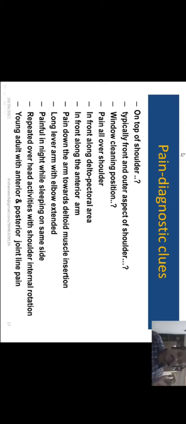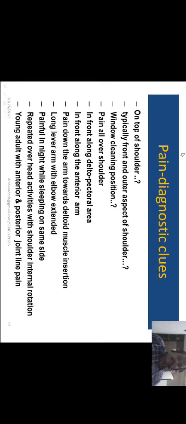Okay, so first, the top of the shoulder is AC joint pathology; anterior and lateral aspect of the shoulder is rotator cuff; and the window cleaning position, pain on abduction and internal rotation movements, is shoulder impingement. And the fourth one is pain all over the shoulder. There are certain pathologies, it may be traumatic or non-traumatic. It will come in the next slide.